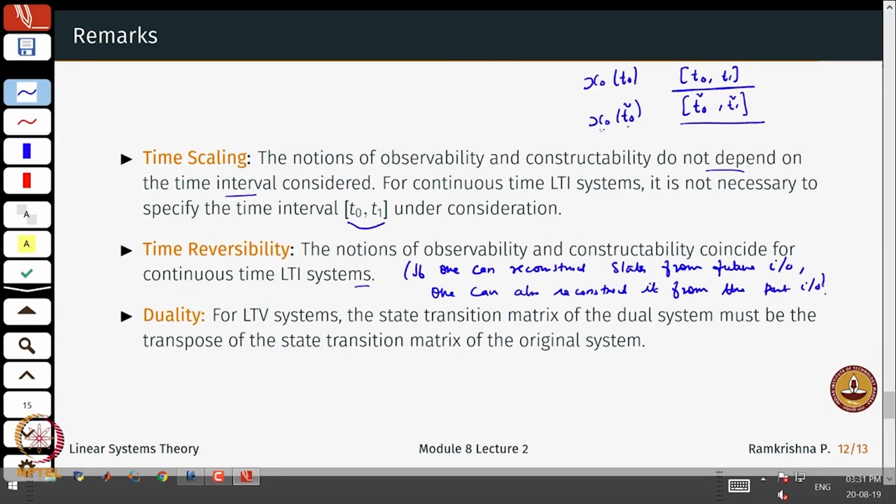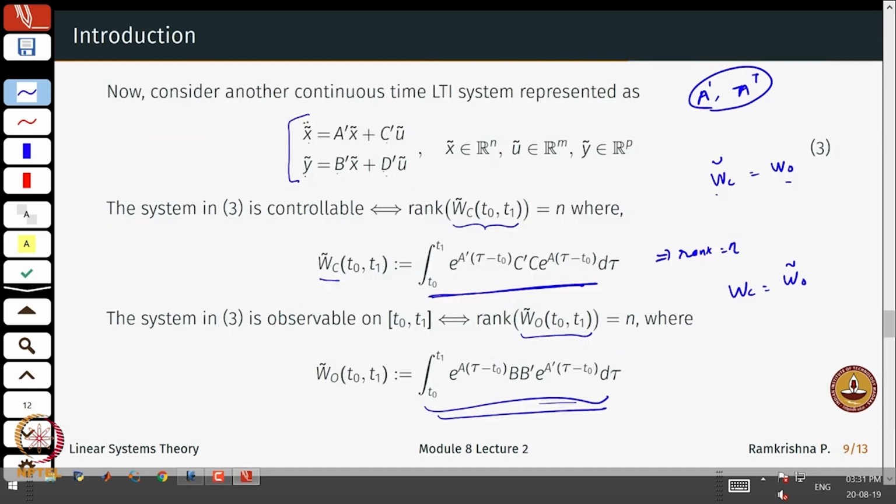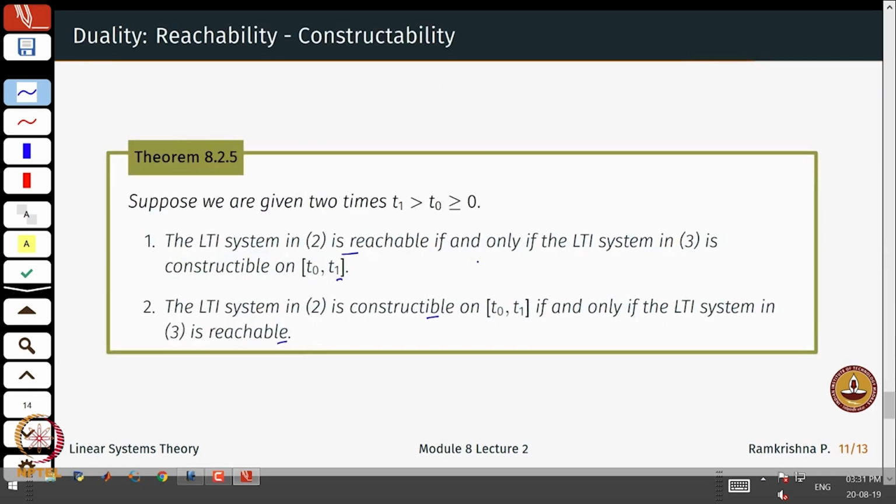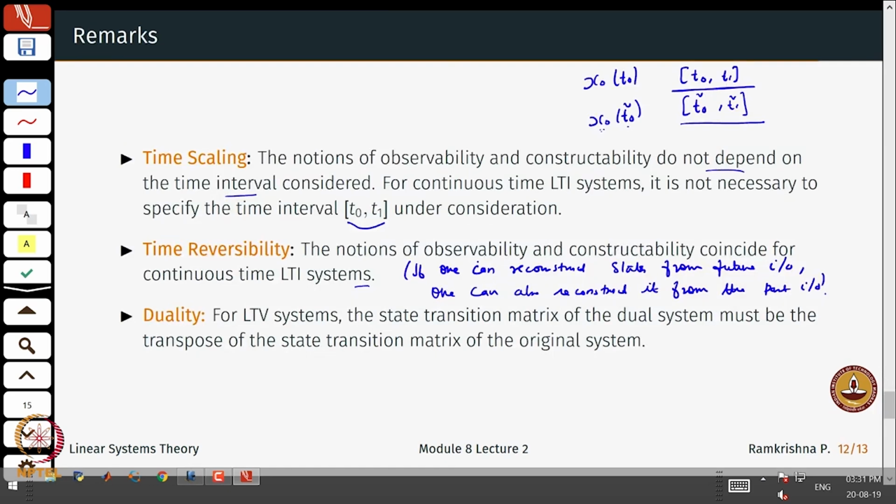Okay, so a little caveat here, because a lot of things we did here just by looking at the transpose, right. So x tilde dot was A transpose, and then in the Gramian I just replace A by A transpose, and everything works beautifully. Whereas a little care must be taken while I am dealing with LTV systems, in the sense that for LTV systems the state transition matrix of the dual system must be the transpose of the state transition matrix of the original system. So, simply replacing A by A transpose will not work. So, this is a little care we may need to take while we are dealing with duality for LTV systems.